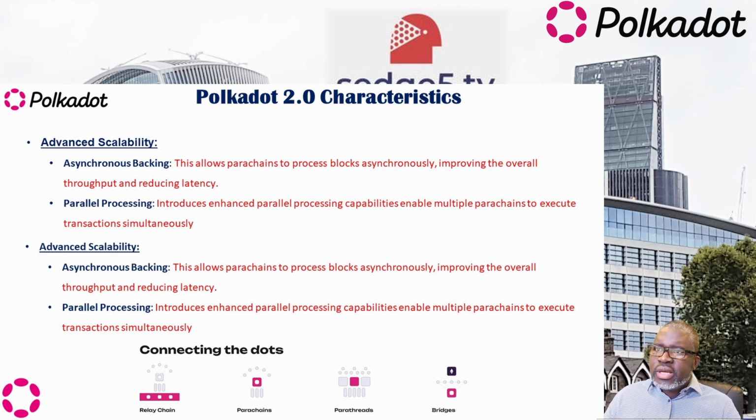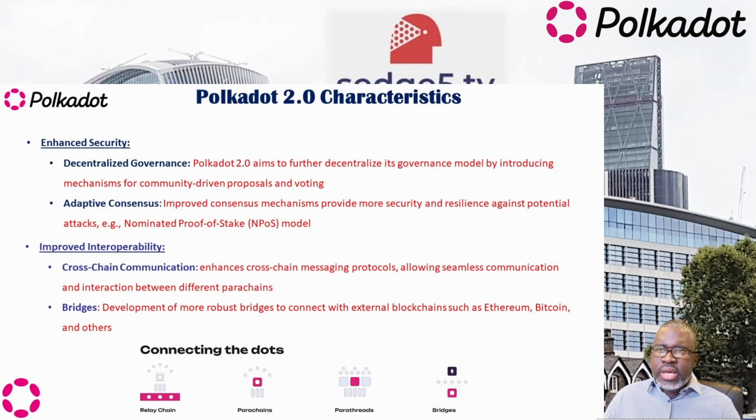The third characteristic is improved interoperability. Here, you're talking of cross-chain communication. Polkadot 2.0 enhances cross-chain messaging protocols, allowing seamless communication and interaction between different parachains. This facilitates the transfer of data and assets across the Polkadot ecosystem and other blockchain networks. And alongside cross-chain communication, we also have bridges. Development of more robust bridges to connect with external blockchains such as Ethereum, Bitcoin, and others, expanding the interoperability of the Polkadot network.